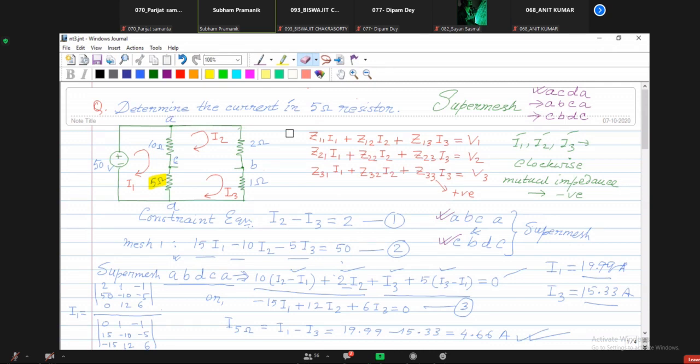So see, 10 into I2 minus I1, that's the first term. Through that 2 ohm, only I2 is flowing, so 2 into I2. Through that 1 ohm, only I3 is flowing, so 1 into I3, that's simply I3. And through that 5 ohm, there is the current I3 minus I1, so 5 into I3 minus I1, that is equal to 0. So that is our super mesh equation.